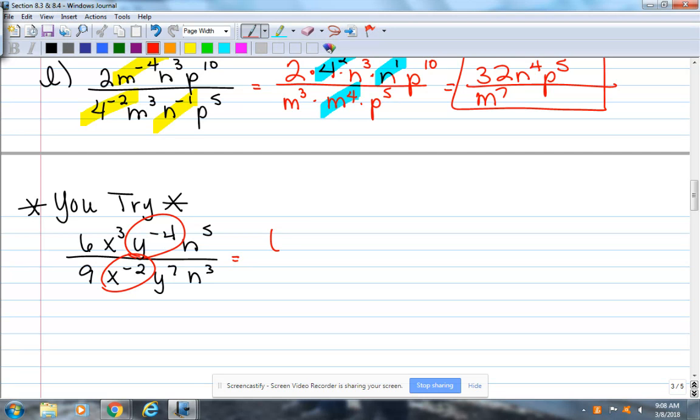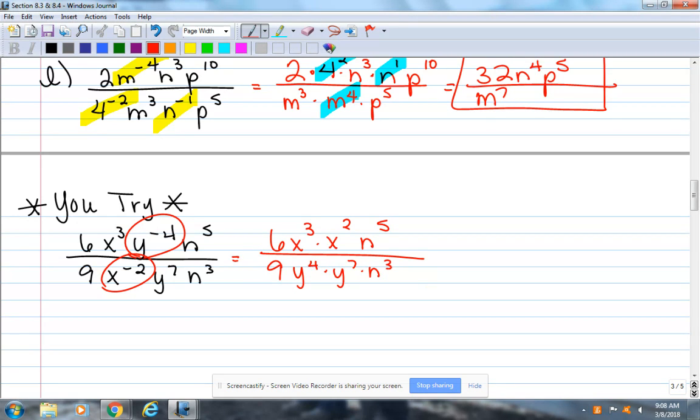So, on top, I'll still have a 6 and an x to the third, and I'm bringing up an x squared, right? And then I have an n to the fifth on top. And on bottom, I have a 9. I'm bringing down a y to the fourth, and I have a y to the seventh and an n to the third. Right? And it doesn't matter if you have these in a different order. Okay? Because it'll simplify the same.